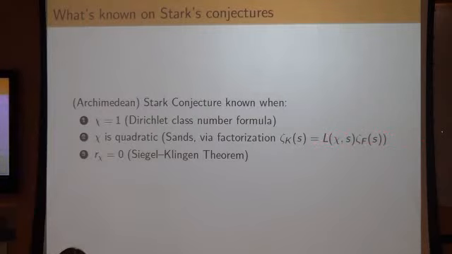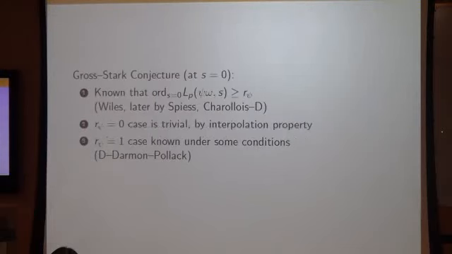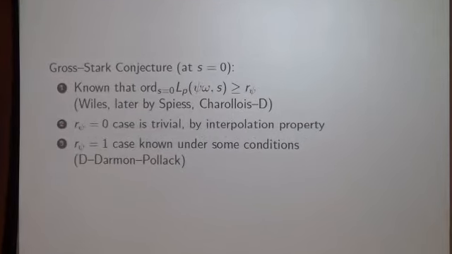And then I can say that the r chi equals 0 case is just saying the value is algebraic in that case, and that's the Siegel-Klingen theorem. And I should also say that Shintani has a separate proof of that. Okay, so now let's move to the p-adic conjectures.